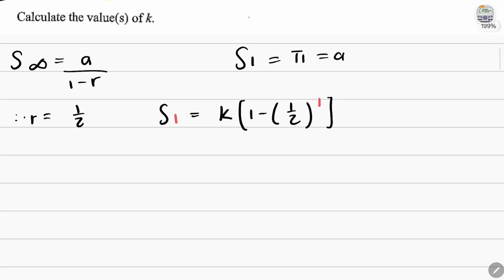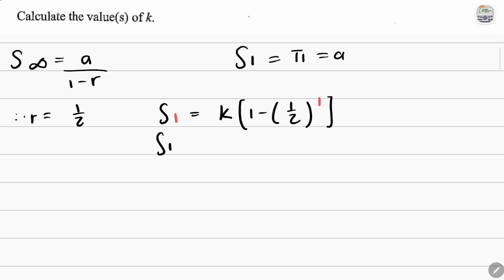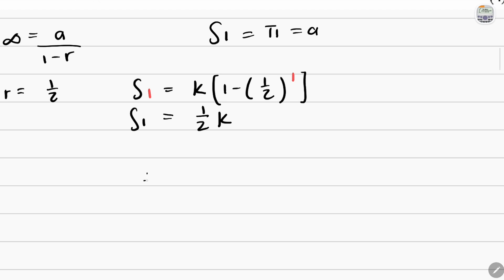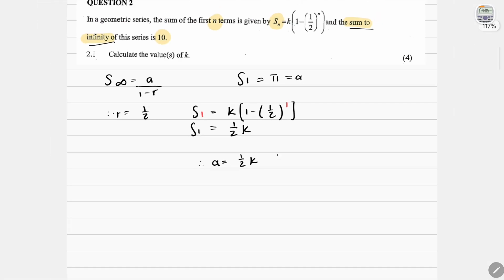So this is what we have. The sum of the first term, aka the first term, is simply equal to, this becomes a half. 1 minus a half is a half. And then times k is just a half k. So this is a half k, and that is our first term. a is a half k. So we have a, we have r, and we have the sum to infinity.